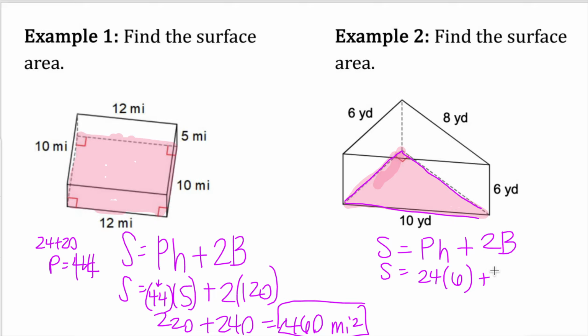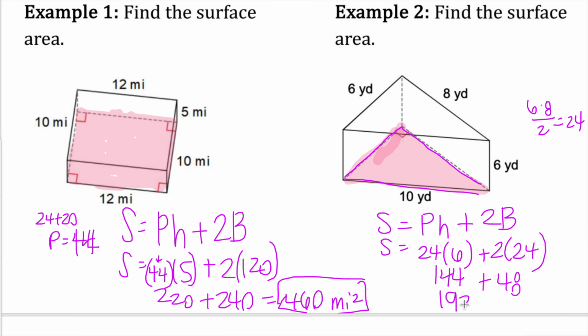And then to find the area of the base, that is 6 times 8, because this is my triangle's base and height, so 6 times 8 divided by 2. I know 6 times 8 is 48, divided by 2 is going to be 24. So 24 times 6 is 144. 2 times 24 is 48. Adding those together, we're going to get 192 square yards.